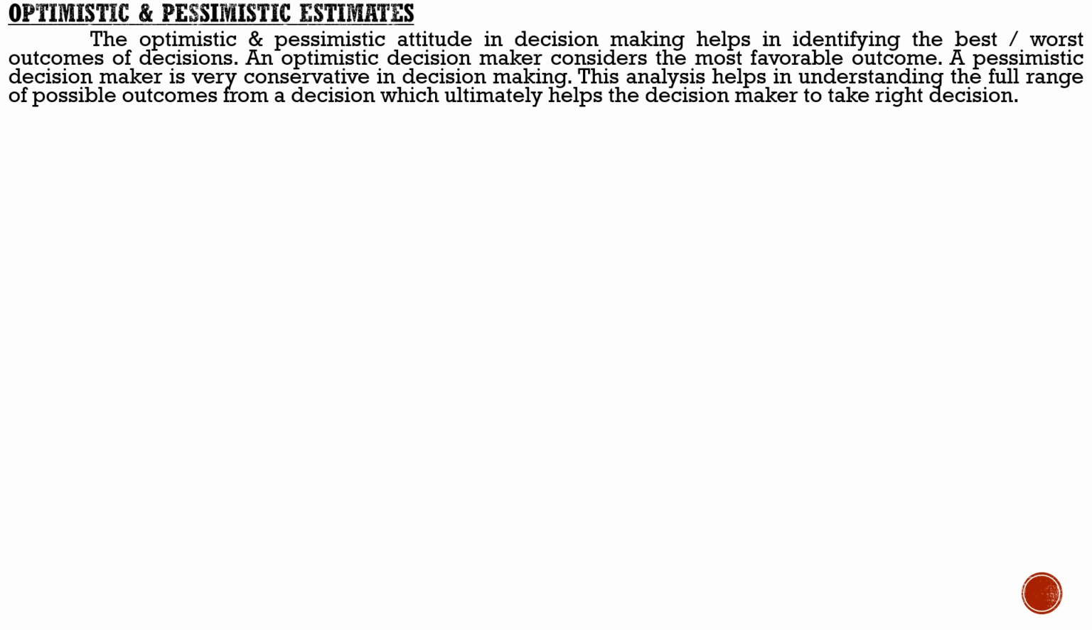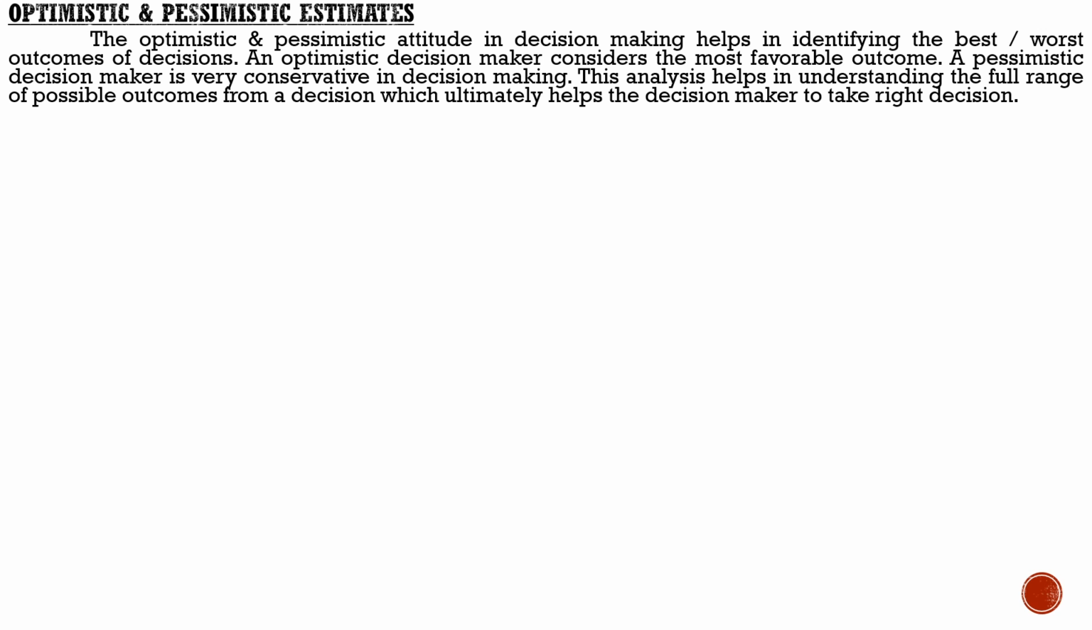The worst possible or the best possible outcomes can be evaluated. Worst possible means pessimistic situation, best possible means optimistic situation. An optimistic decision maker considers the most favorable outcome. On the other hand, a pessimistic decision maker is very conservative in his approach.